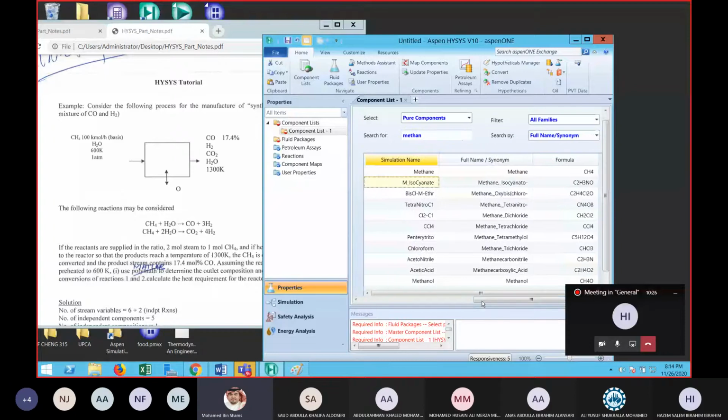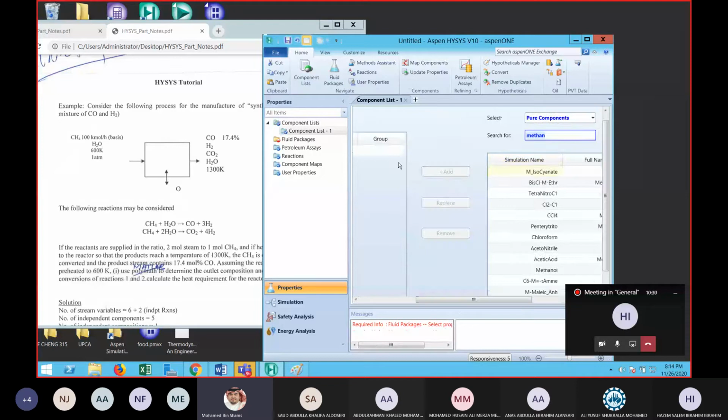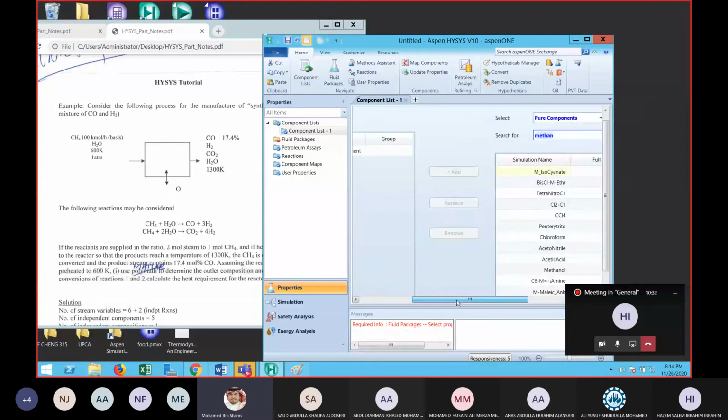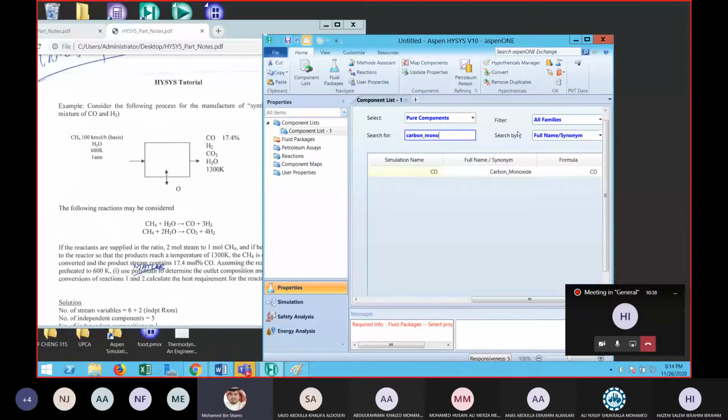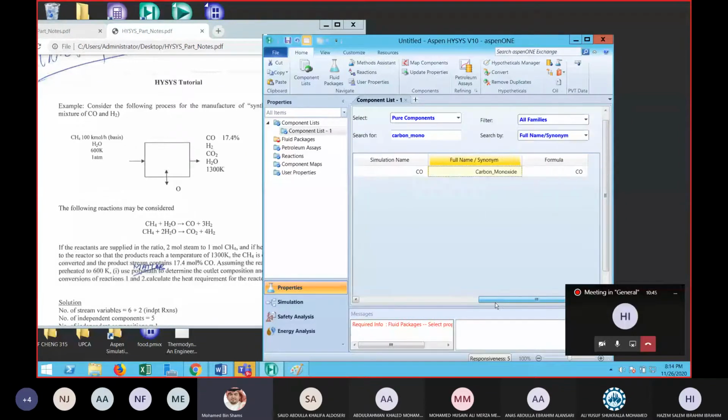Sorry, that's the methane. Add it. Make sure it's been added. Then I have carbon monoxide. Okay, add it. Make sure it's been added.